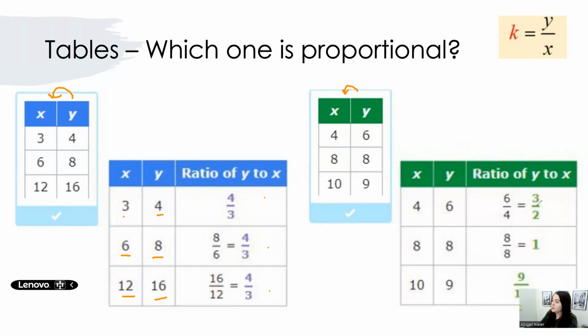Now we can look at the green table. Take a look when y is divided by x every single time. Is there a consistent relationship? Is that relationship between y and x the same for all the coordinate points? Well, no, we've got a 3/2, a 1, a 9/10. So clearly, this table here is the proportional table because there is a consistent relationship between y and x. And our second green table is not a proportional table because there is not a consistent relationship between our y value and our x value.